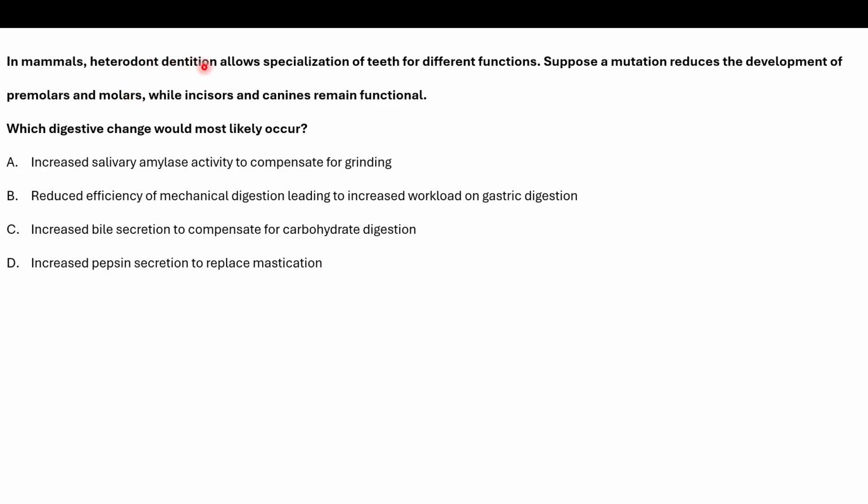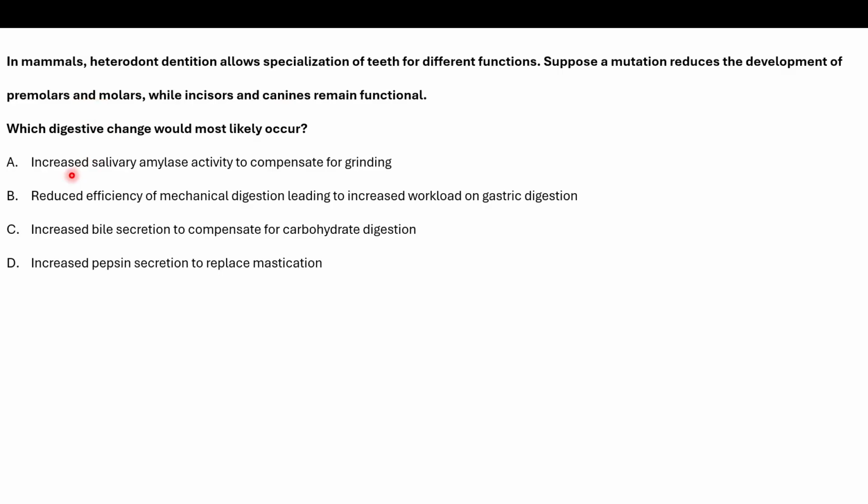In mammals, heterodont dentation means the different types of teeth that are present. It allows for specialization of teeth for different functions, like we saw for incisors for biting and canines for tearing the food. So suppose a mutation reduces the development of premolars and molars while incisors and canines remain functional. So what type of digestive change is supposed to occur? Incisors and canines are there, but premolars and molars aren't really nicely developed.